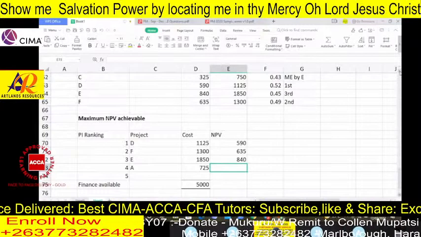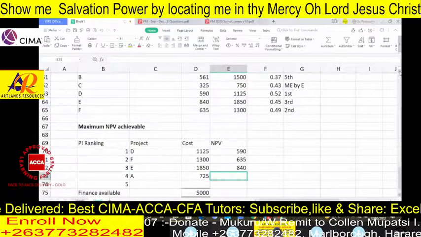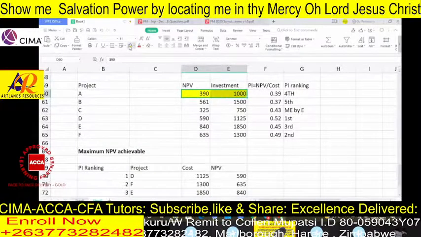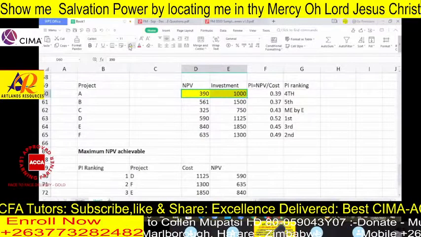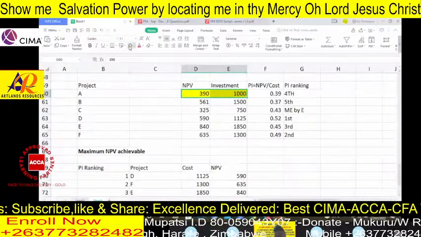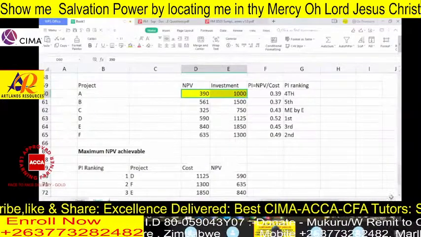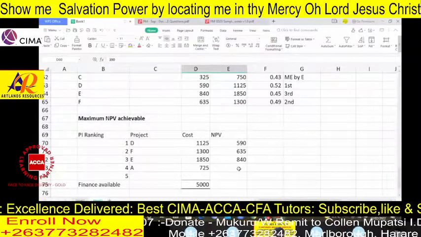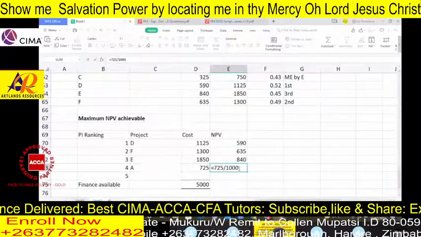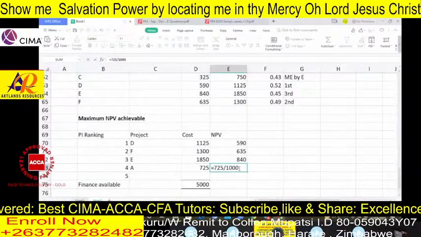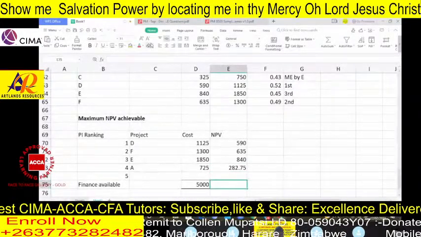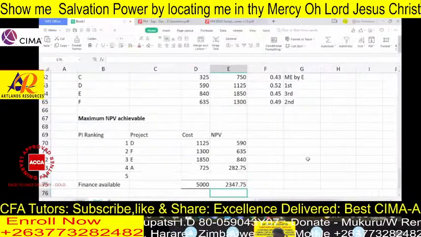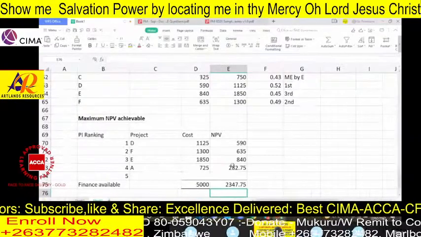So because the amount which is available is 725, it means you are not going to earn the NPV that you wanted. Remember, you wanted 390 if you had invested 1,000. But now that you are only left with 725, you are no longer going to earn 390. You apportion it, because it's now less, you are going to earn less. So you say equals 725 over the amount you needed, 1,000, multiplied by 390. So this becomes your NPV achievable under the capital rationing situation that we have, 2, 3, 4, 7.